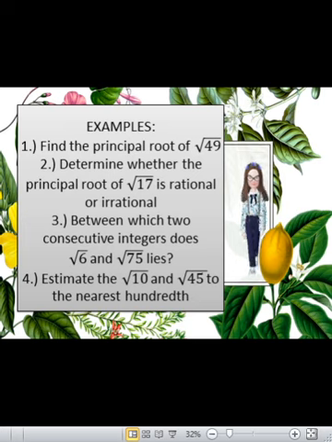Find the principal root of the square root of 49. When we say square root, it is a number that is multiplied by itself to come up with the given product or answer. Since we're talking about 49, we all know that 7 times 7 is 49. So therefore, the square root of 49 is positive negative 7.